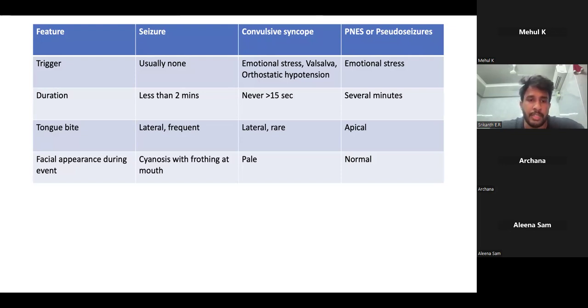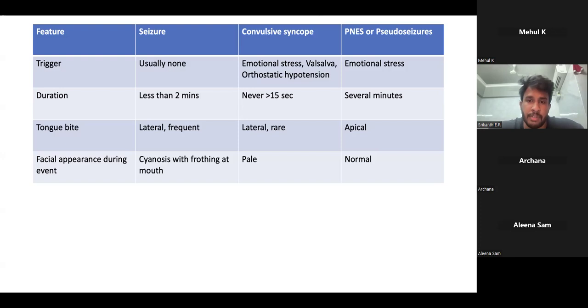If you look at the tongue bites, in seizures, they're commonly found and usually in the lateral part of the tongue. In convulsive syncope, it is rare and it might be in the lateral aspect of the tongue. Whereas in pseudo seizure, because it's a conscious effort to bite the tongue, you'll end up biting the apical portion of the tongue. The facial appearance, especially during the tonic phase of seizure, usually the patient will be cyanosed with frothing at the mouth. That is very typical of a seizure episode.